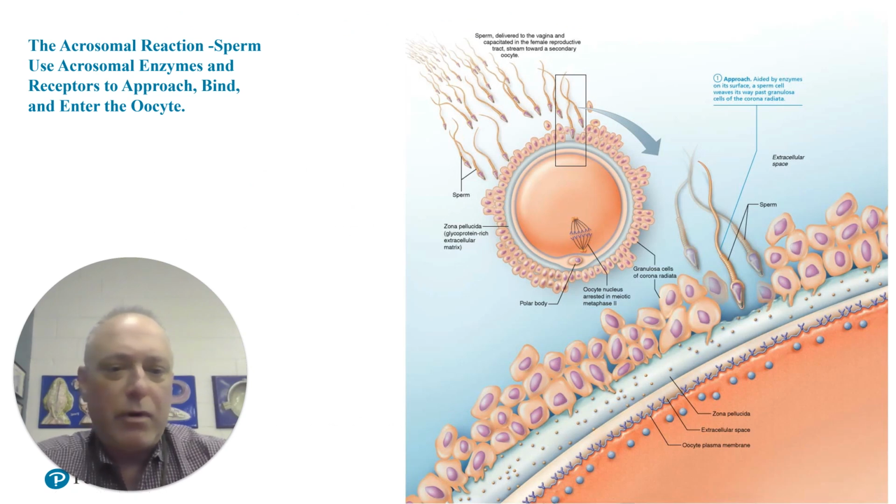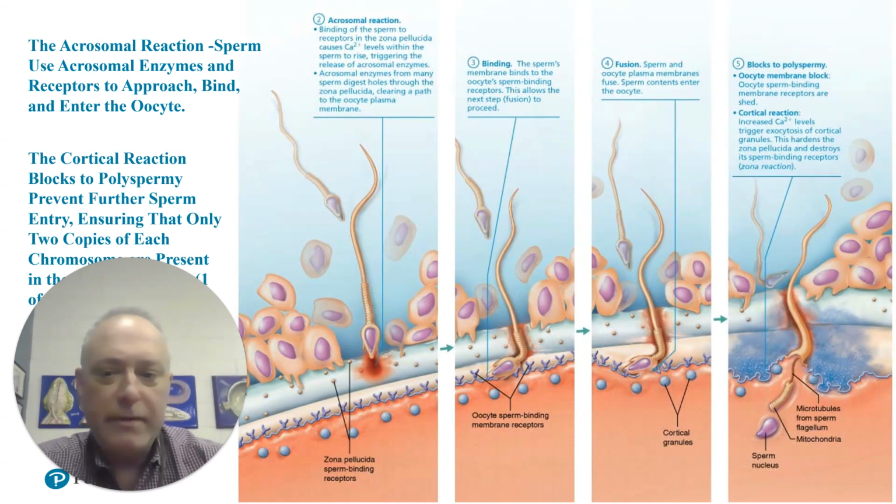Okay, we talked a little bit about the reactions that were needed for the sperm to fertilize the egg. The first is the acrosomal reaction, where many different sperm will empty their acrosomal enzyme content onto the zona pellucida to break it down and eventually set off a cortical reaction. And this is still the acrosomal reaction. You can see the enzymes are breaking down the zona pellucida.